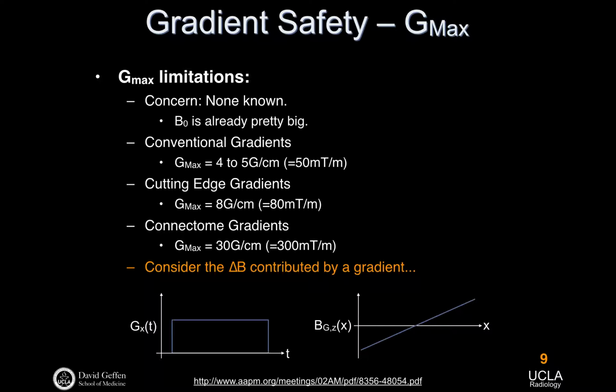What really matters more than the delta B contributed by the gradient is the time rate of change of the gradients, and specifically of the magnetic field itself. So what we worry about is the change in field per unit time, something like Tesla per second or Gauss per second, and there are limitations in place for that.